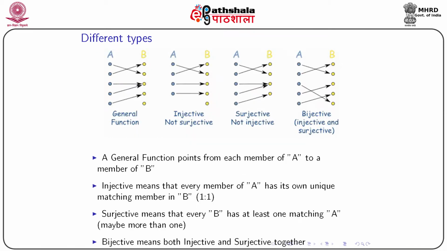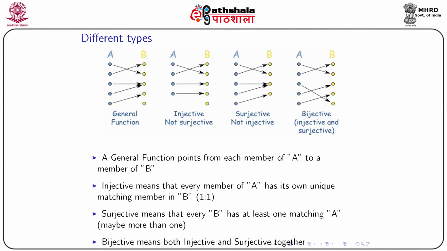Now we'll try to figure out what sort of relationship or what different types of function exist. The first one we call a general function, where we have two sets A and B, and all the elements in A are denoted by the blue dots and all the elements in B are denoted by the yellow dots. The first one is a general function. It points from each member of A to a member of B. This is called a general function. We don't have any other restriction.